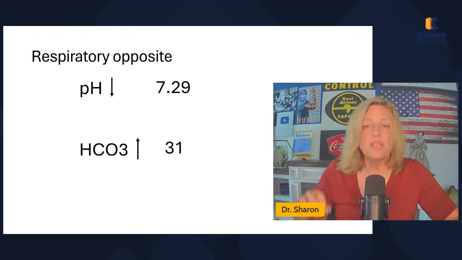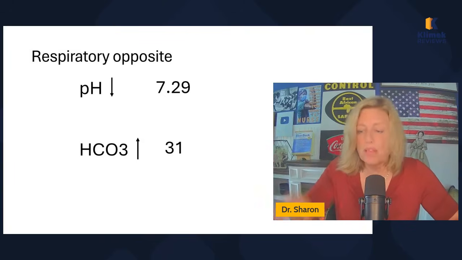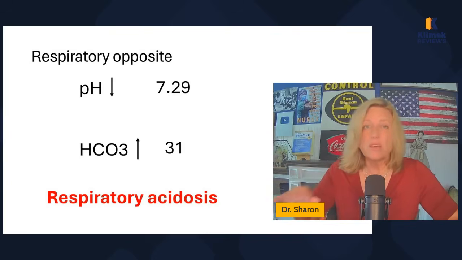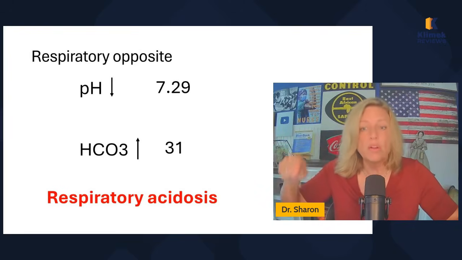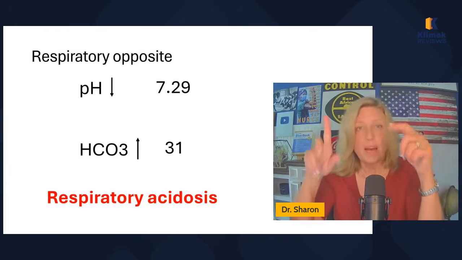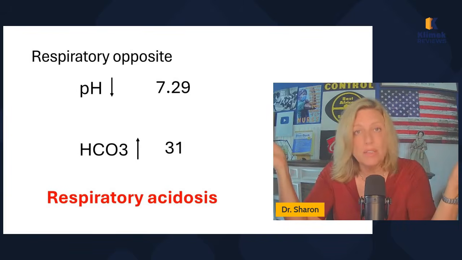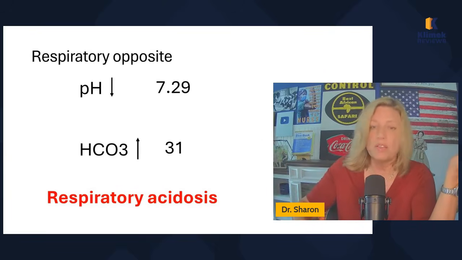So respiratory opposite, you see a pH is down at 7.29 and the bicarb is up at 31. And that means even if you don't see the CO2 or the O2, you go, that's respiratory acidosis, because respiratory opposite, metabolic equal. So how do you get to respiratory acidosis? Well, you have opposite pH and bicarb, and the pH is down. So it's got to be acidosis. It can't be alkalosis. The pH is down. So it has to be respiratory acidosis.